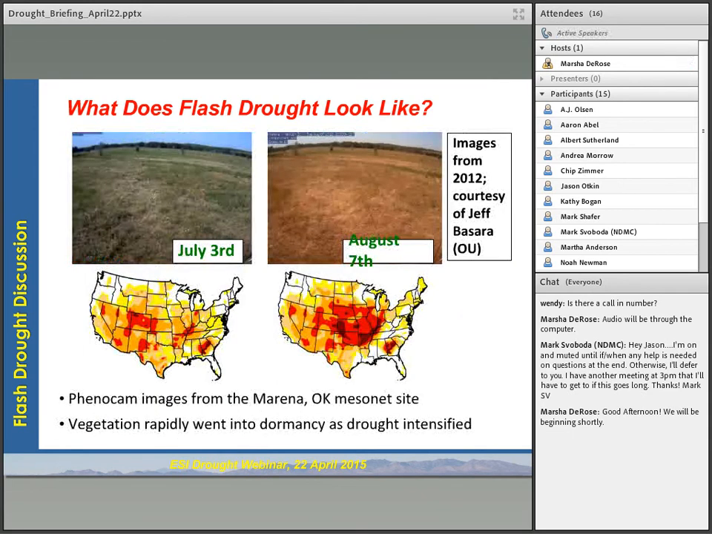Next slide, please. Okay, this slide shows before and after pictures of a natural grassland located in central Oklahoma during the 2012 flash drought event. You can see in the left panel that the grass was relatively green at the beginning of July, but that it had turned completely brown and most likely had entered dormancy by the 7th of August as drought conditions rapidly intensified, and this is shown in the right image. The seasonal browning of grasslands in this part of the country is certainly not unusual, but the speed with which this occurred during 2012 was unusual and seems to be representative of flash drought conditions.